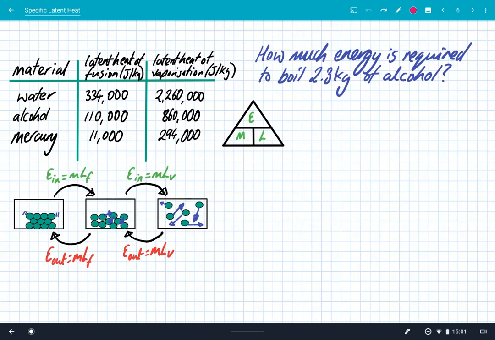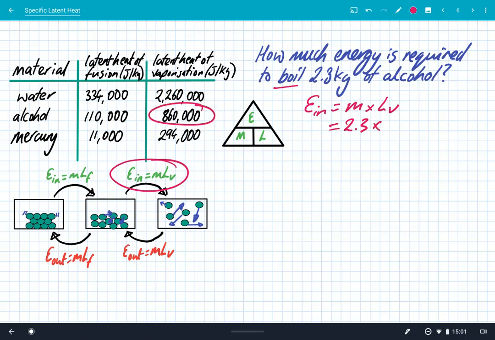Next question, how much energy is required to boil 2.3 kilograms of alcohol? Because we're boiling it, we're going to have to supply energy in. So the energy in is equal to M times LV. We're using LV this time because we're boiling the liquid alcohol into gaseous alcohol. So the mass is 2.3 and LV of alcohol is 860,000. And when you multiply those two numbers together, you get 1,978,000 joules. Once again, it's a large amount of energy. Please don't be afraid of these large numbers. It does take a lot of energy to change the state of a substance.